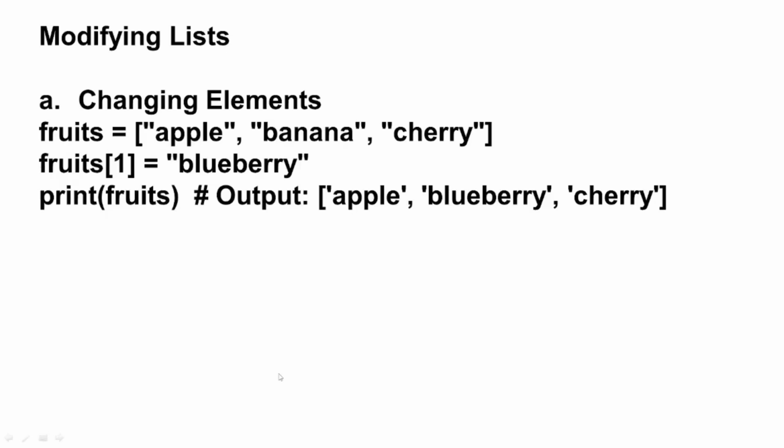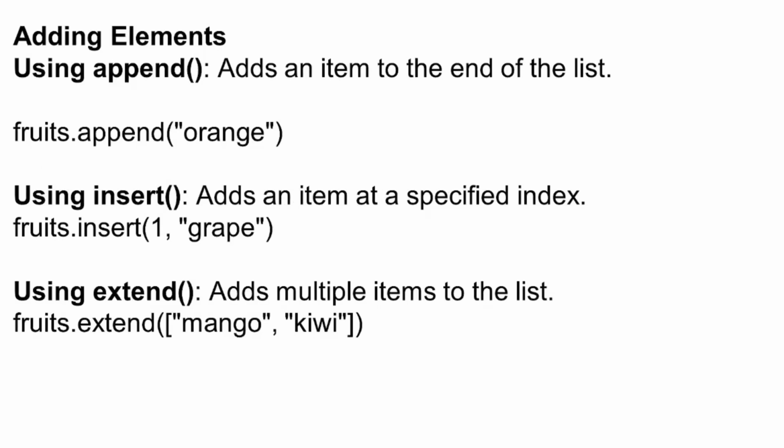Modifying a list: changing elements. Fruits: apple, banana, cherry. Fruits index 1 equals blueberry. So we are going to change the index 1 banana into blueberry. So it becomes apple, blueberry, cherry. Okay, this is modification.